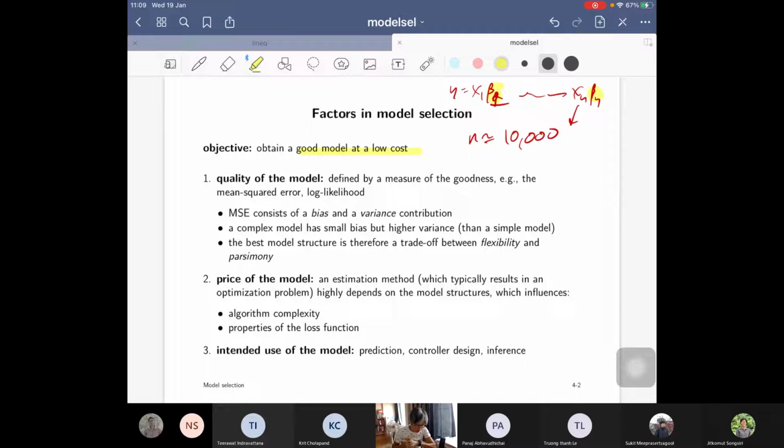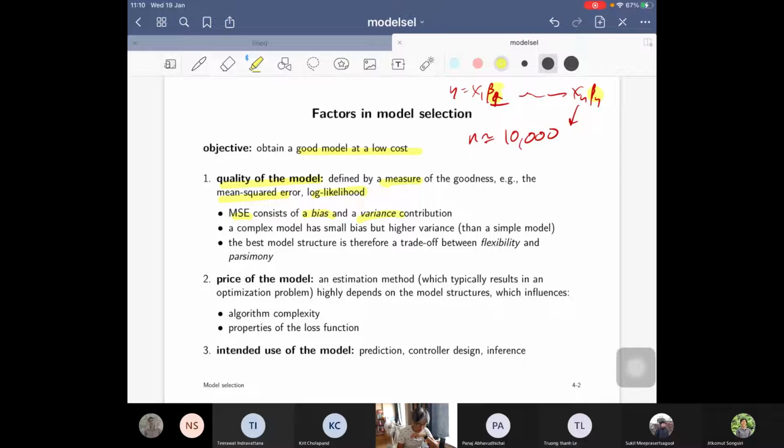So here we would like to describe that when we look at the model, there are three different aspects. The first aspect is, of course, the quality. This aspect can be explained by some measure, some indicator of the goodness of fit, for example, MSE or the log likelihood. We're going to show in the next slide that the MSE, the mean square error of your model, actually consists of two terms, bias and variance contribution.